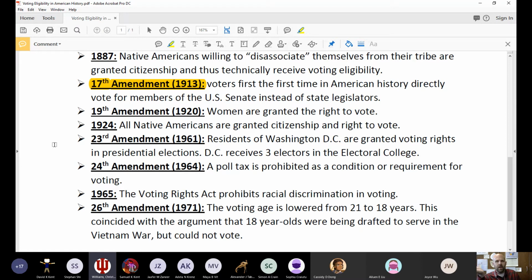Because the argument was, if these two senators are supposed to be representing us and speaking for us, why don't we have an involvement in choosing who they are, like we would members of the House of Representatives, okay?